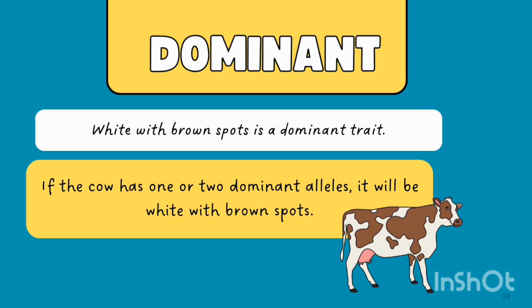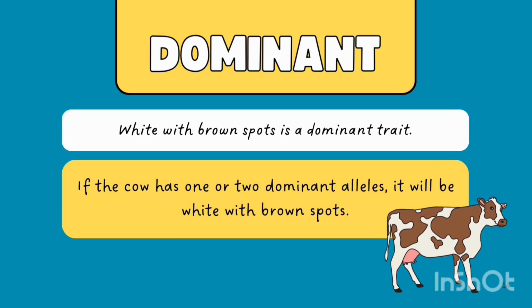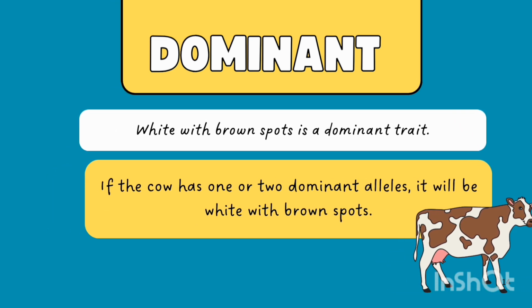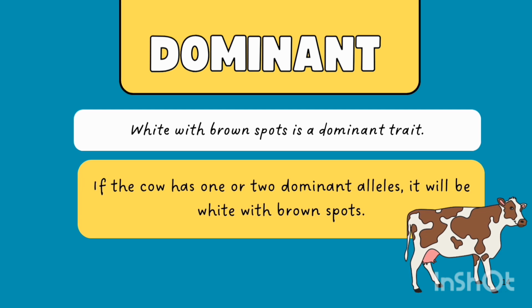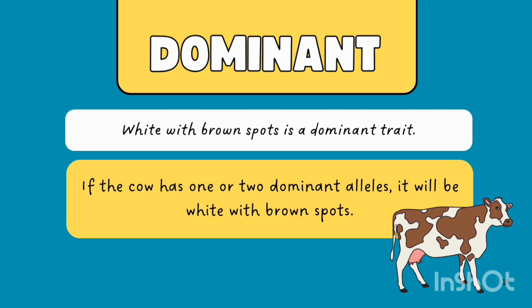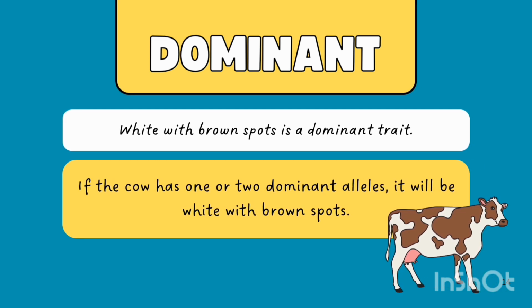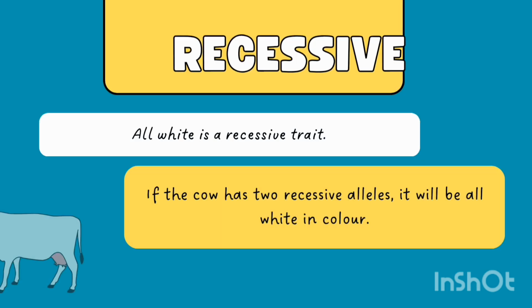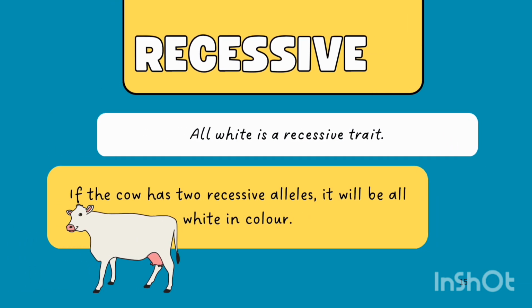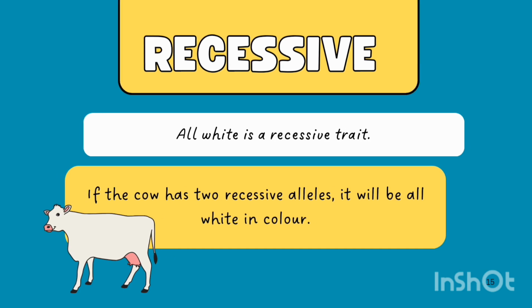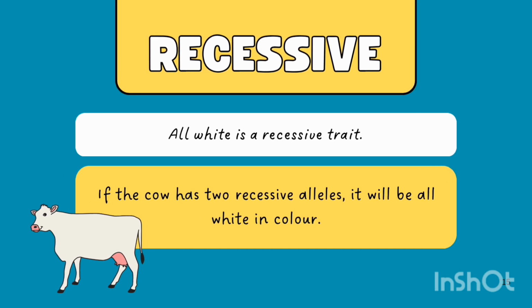A dominant allele is an allele that gets expressed in the phenotype to the exclusion of another. It is always represented by a capital letter. For example, if the cow has one or two dominant alleles, it will be white with brown spots. White is a recessive trait, meaning if the cow has two recessive alleles, it will be all white in color because both of them are recessive.